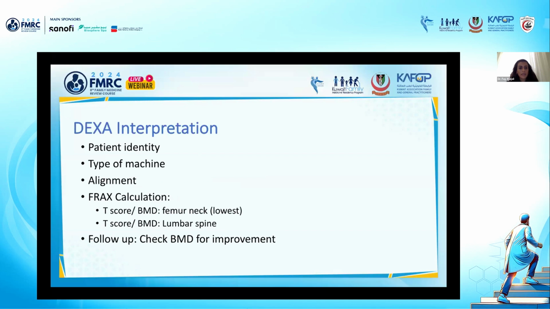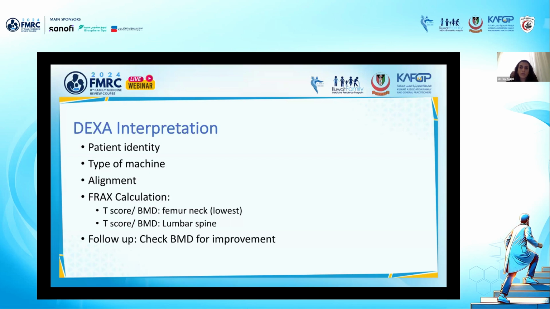The DEXA is basically a report that shows us the density of the bone in the hip and the lumbar spine. Okay, we should always make sure of the patient's identity. We should check the type of machine, the alignment, and the FRAX calculation, where we use the T-score of the femur neck, the lowest femur neck.